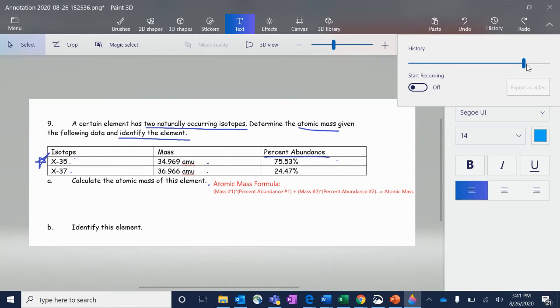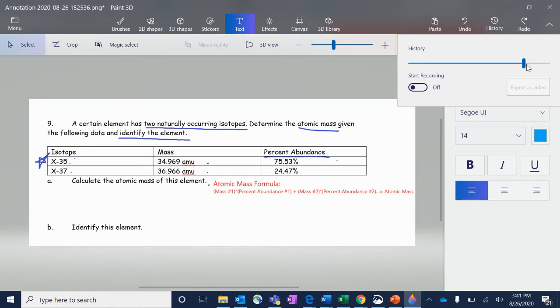All right. So we're going to work a practice problem together to learn how to find the atomic mass of a given element once we have some information about the masses of its isotopes. So this problem says a certain element has two naturally occurring isotopes. Find the atomic mass given the following data and identify the element.